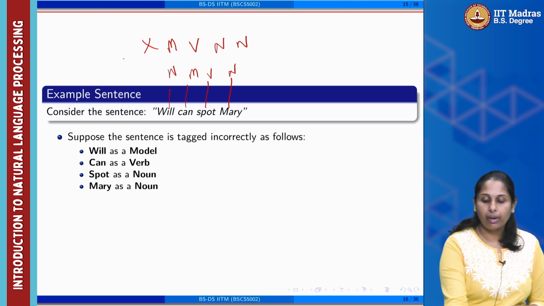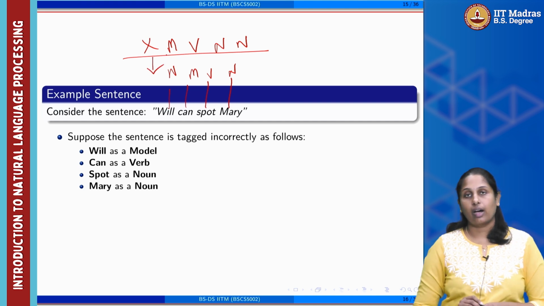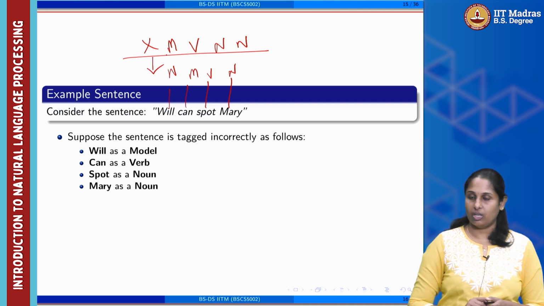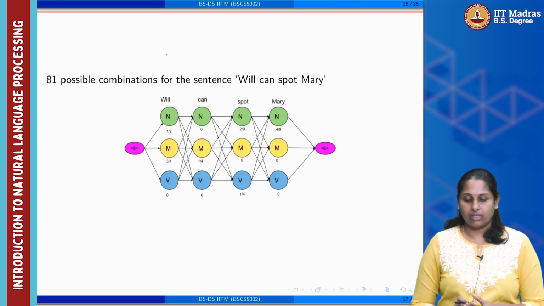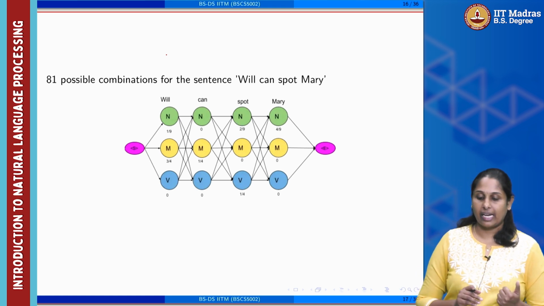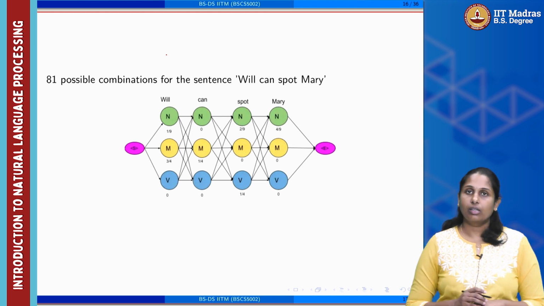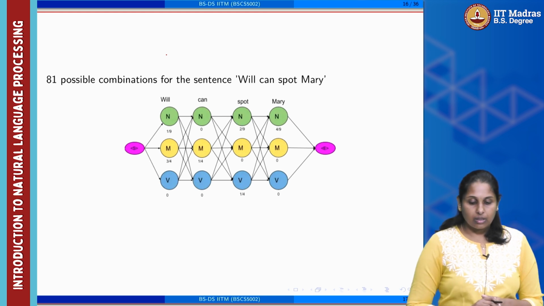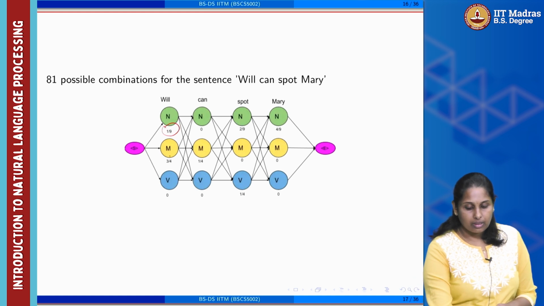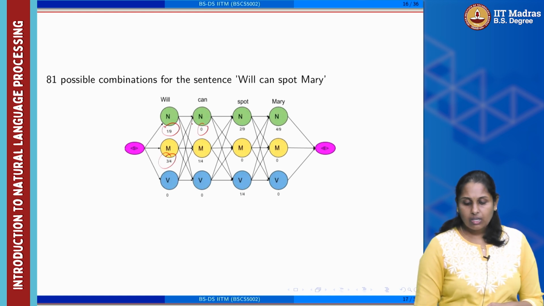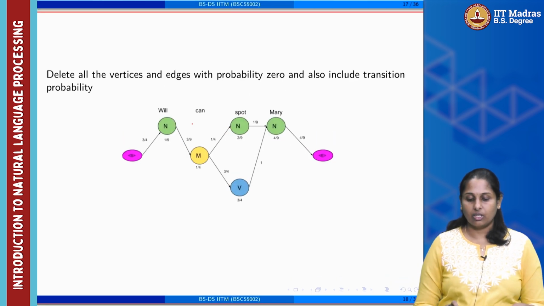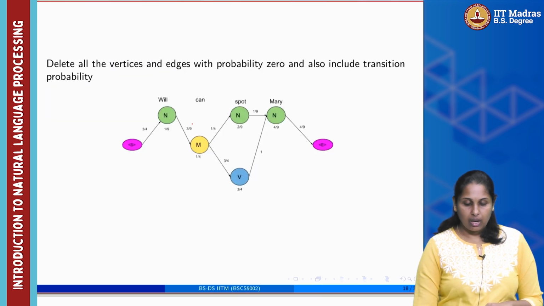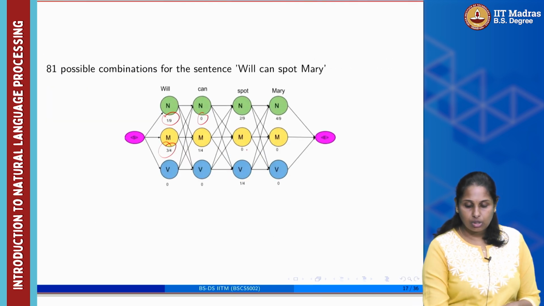Now, how does HMM help in getting the correct tag, using the transition and the emission probabilities? So, there are 81 possible combinations of the sentence that we can derive from Bill can spot Mary when you look at all the other combinations and co-occurrences. So, now we also have the probabilities here. Okay. Now, how does this help us? What we have to do is delete all the vertices and edges with probability 0 and also include the transition probability. Now, the emission probability here also has zeros, right?